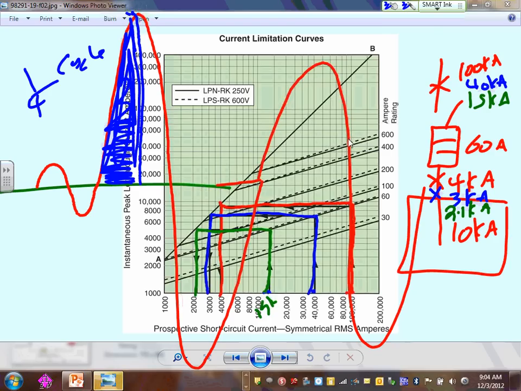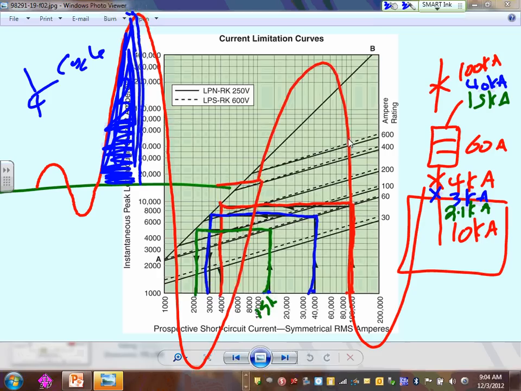Now, if that was not a current limiting fuse, Joe, guess what's going to happen? It's going to get one cycle, two cycles, three cycles of all this energy. From three cycles down to a quarter of a cycle, that's a big jump. That's why you have your current limiting fuses. Any comments, any questions about current limiting fuses? Bussmann has tons of them.